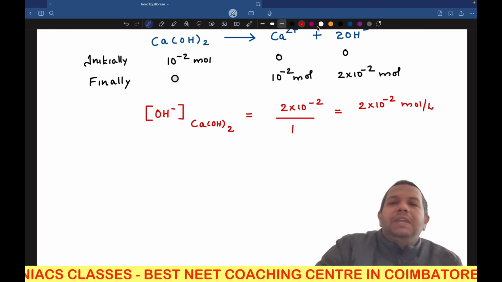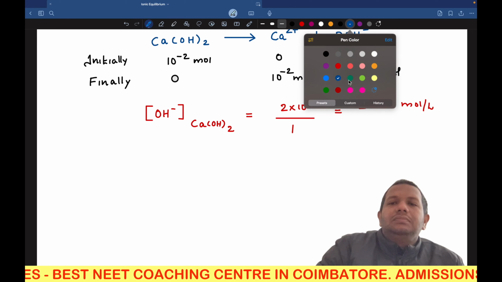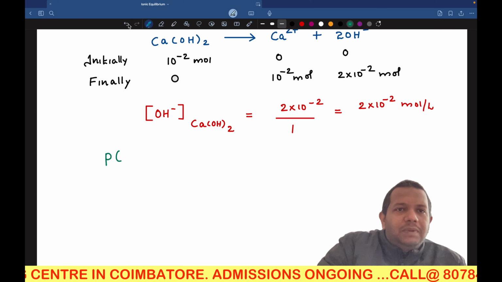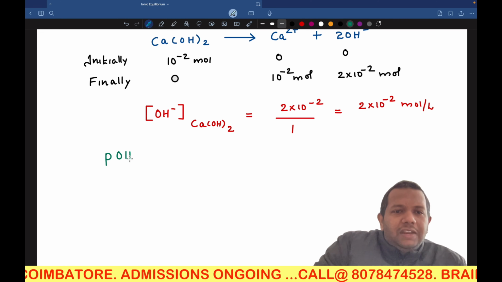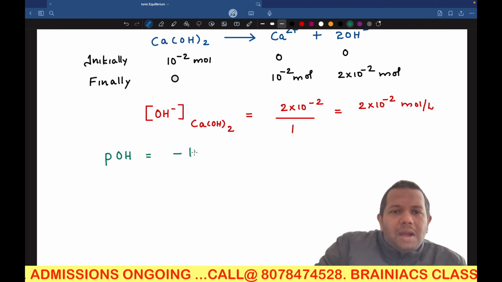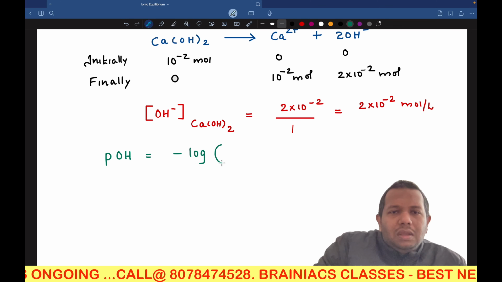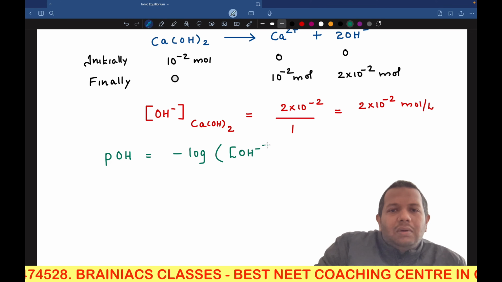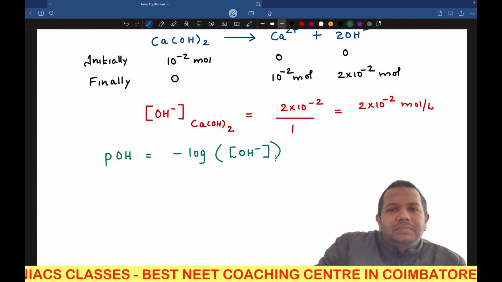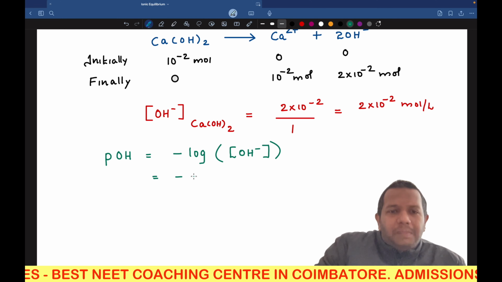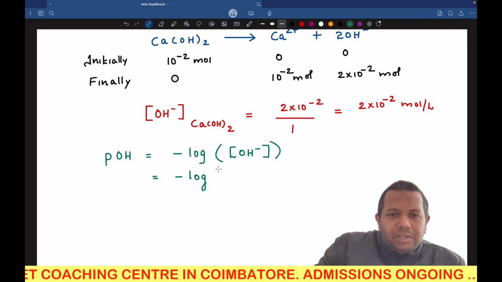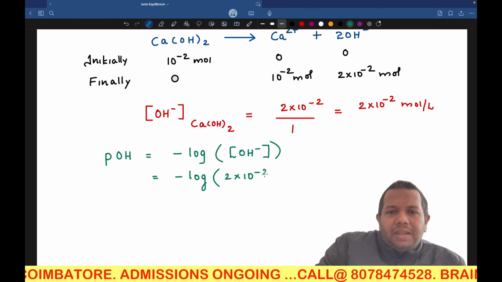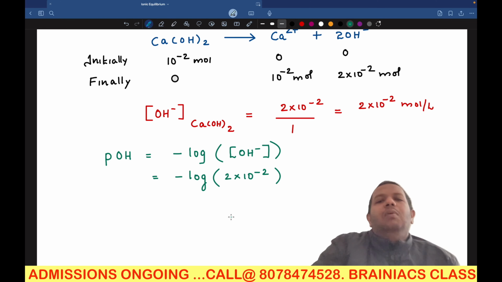Now let's calculate pOH. Very, very important. pOH you can similarly define: pOH is equal to minus log of OH minus ion concentration. So that is nothing but minus log, and I will substitute here. How much will it come, sir? 2 into 10 power minus 2. Correct?